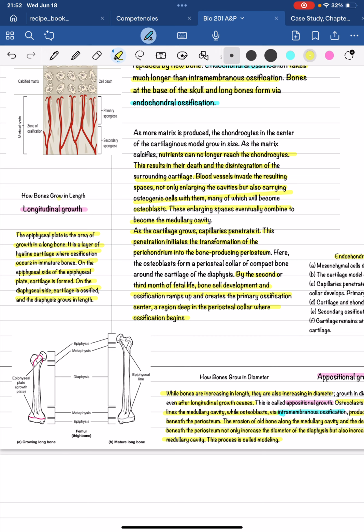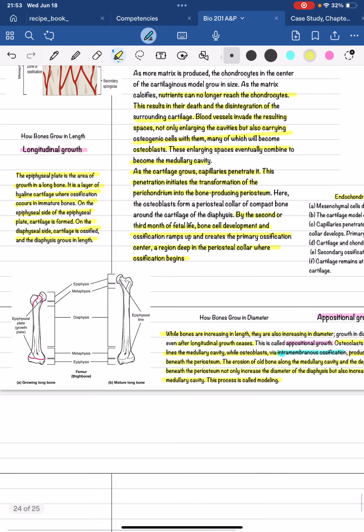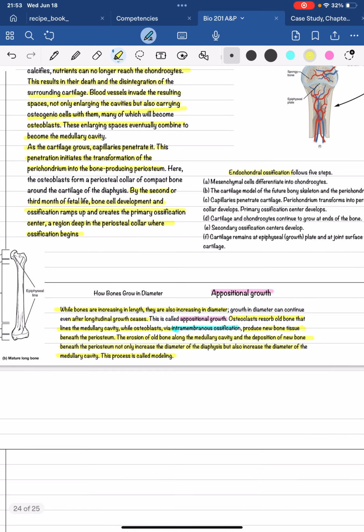How bones grow in length is called longitudinal growth. The epiphyseal plate is the area of growth in a long bone. It is a layer of hyaline cartilage where ossification occurs in immature bones. On the epiphyseal side of the epiphyseal plate, cartilage is formed, and on the diaphyseal side, cartilage is ossified. And thus the diaphysis grows in length. How bones grow in diameter is called appositional growth.